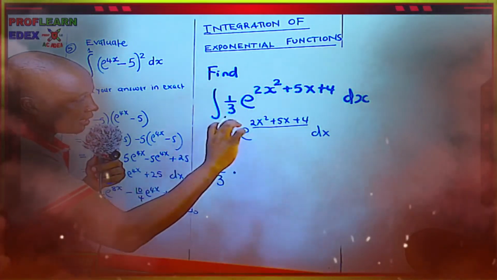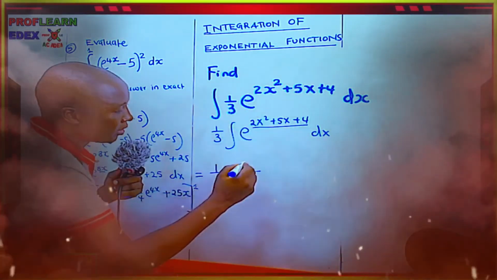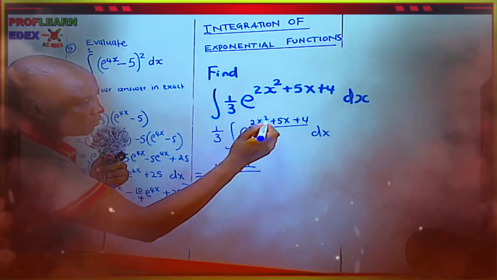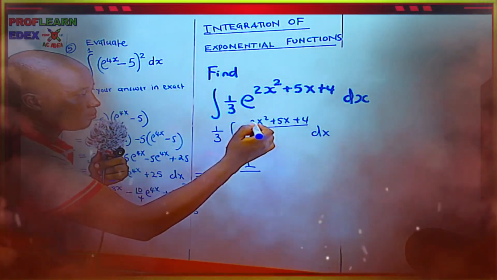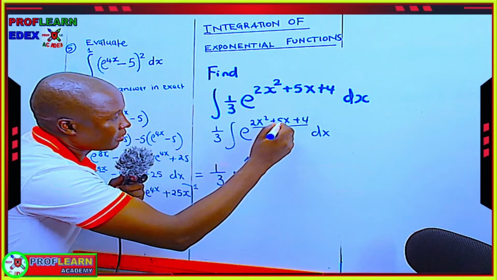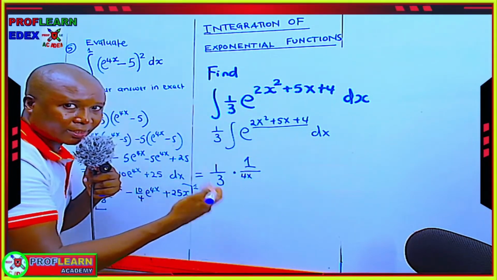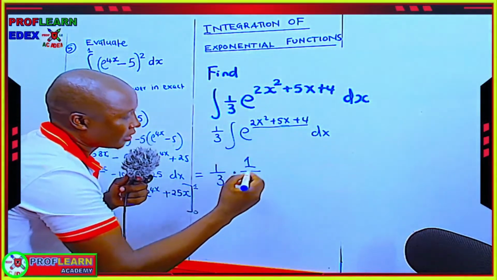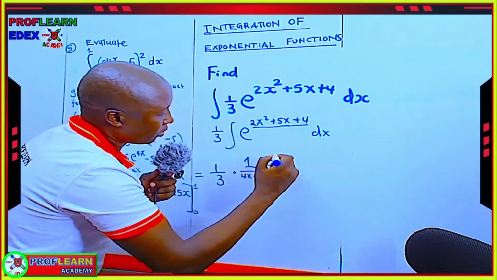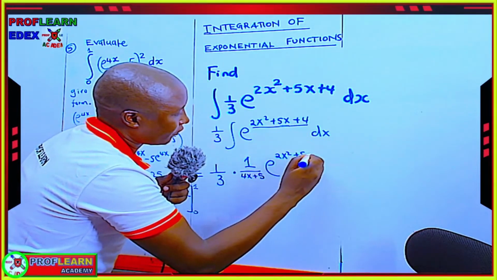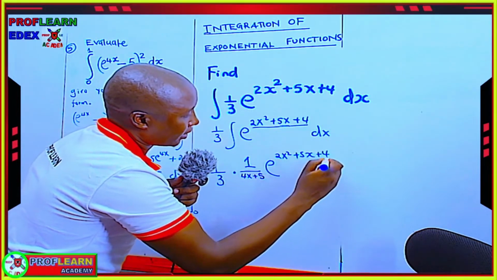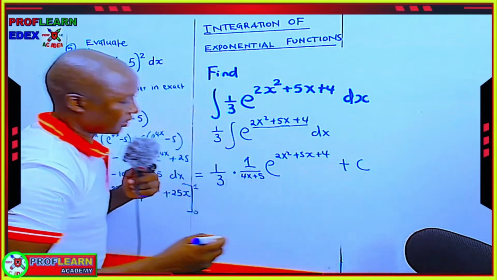When you are integrating this, you will differentiate the power and you shall say 1 over what you will get after differentiating the power. Differentiating this power, we are going to get 4x, and the power is going to decrease by 1, so it will be 4x raised to power 1. Differentiating 5x, we are going to get plus 5. Then we shall write the function the way it was, 2x squared plus 5x plus 4. Then we shall say now plus c.